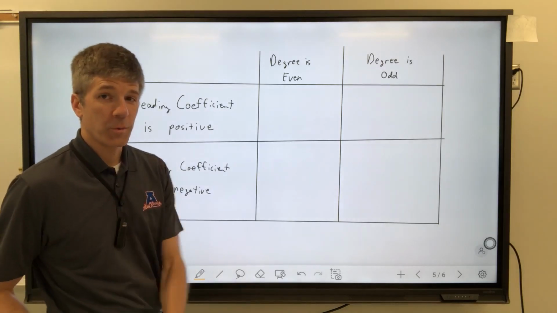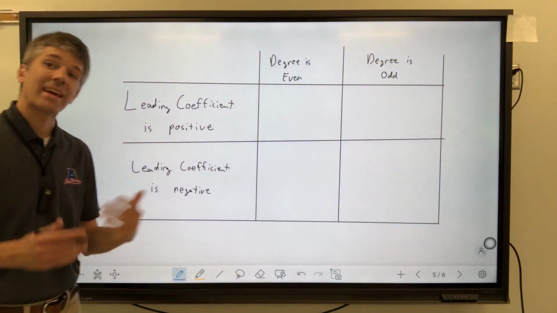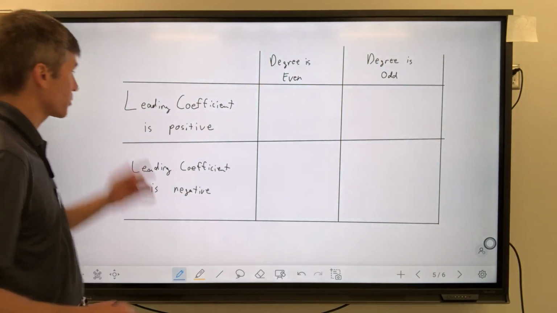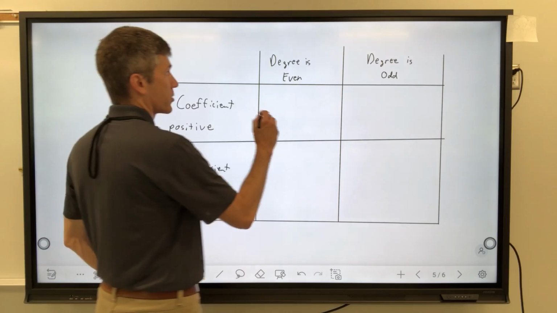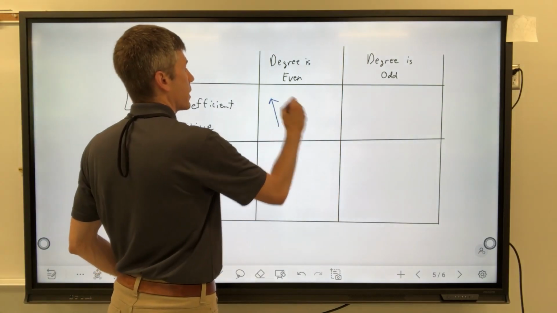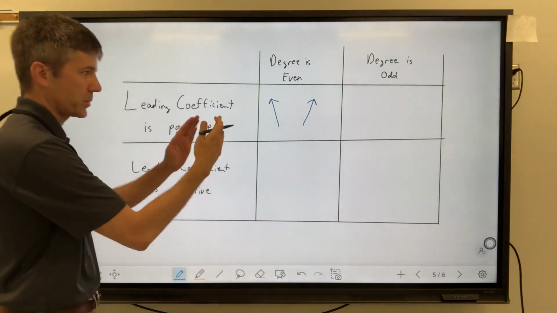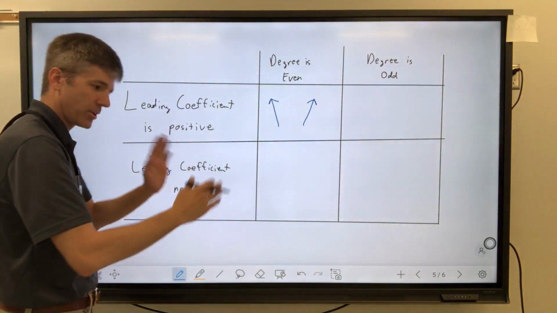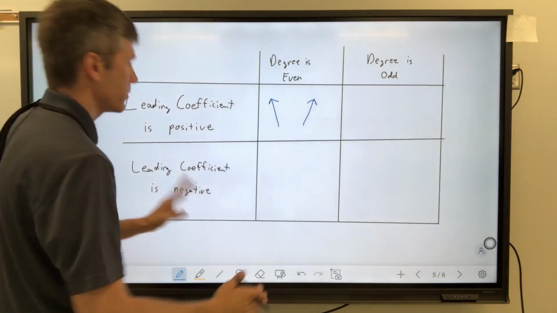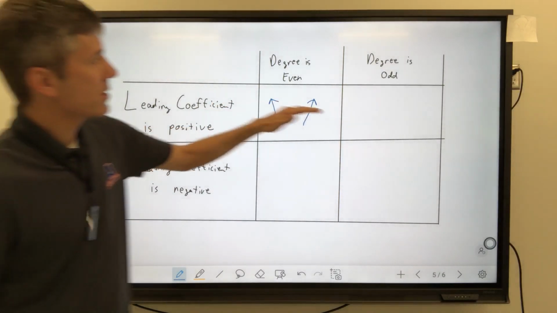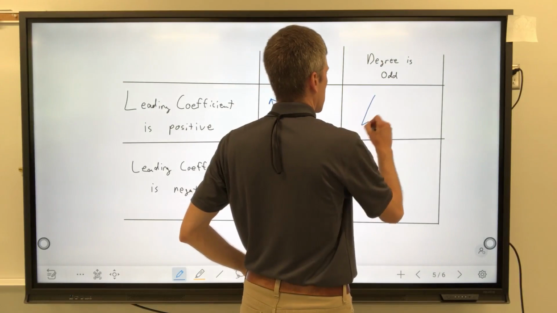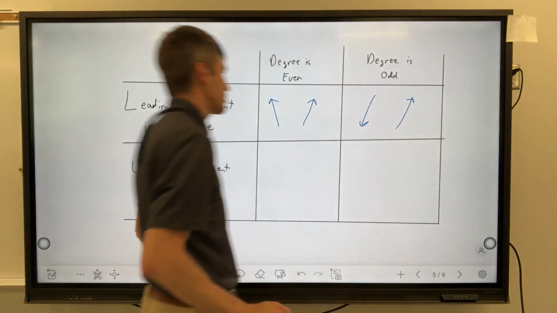In the previous video, we found some shortcuts for finding the end behavior of polynomial functions based on the leading coefficient and the degree. So if the leading coefficient is positive and the degree is even, we have an up-up situation. And again, I like to put the arrows kind of outward, just knowing that it's not strictly vertical. Not necessary, but I like it. Leading coefficient is positive and the degree is odd, we have a down-up situation.